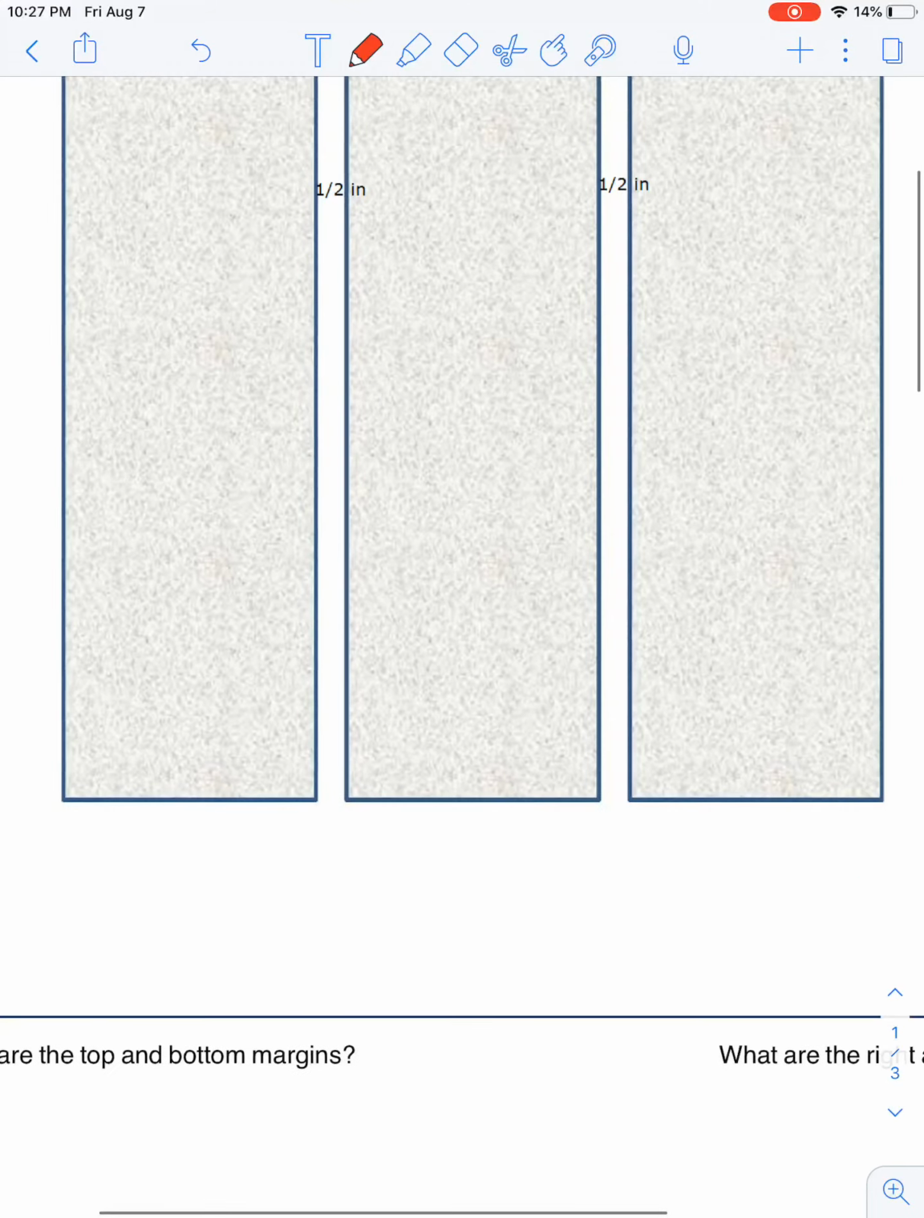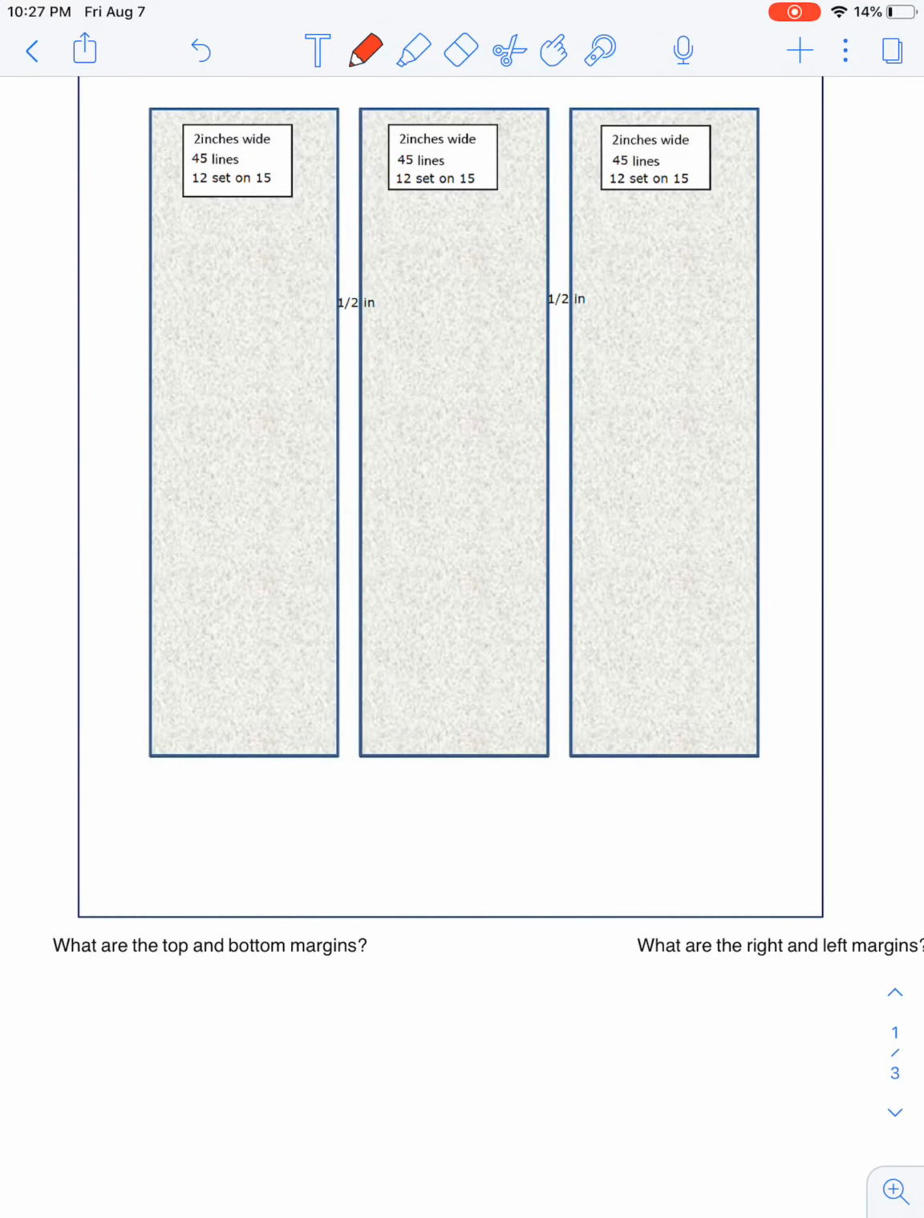Today I'm talking about margins and columns and gutters. Gutters are the spaces in between the columns on a piece of paper. So the very first question we're going to review how to do is calculate the top and the bottom margins.